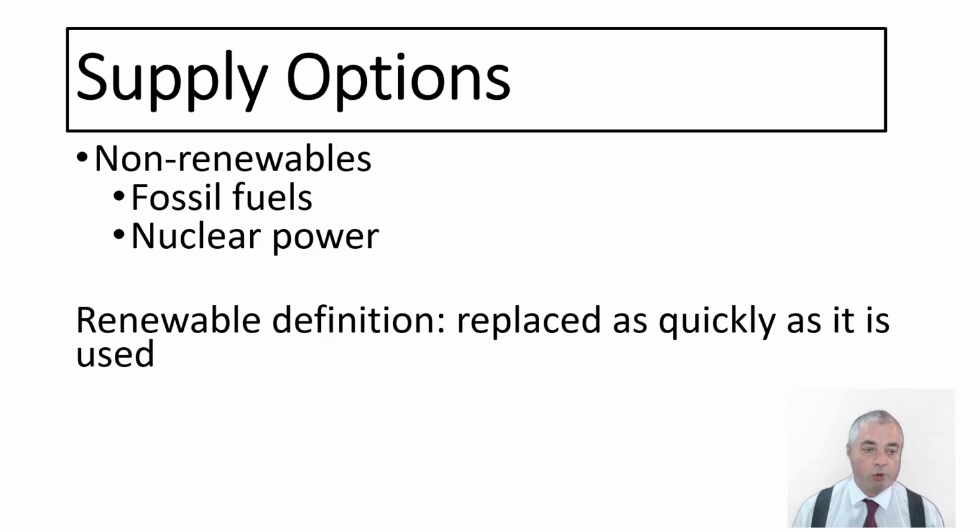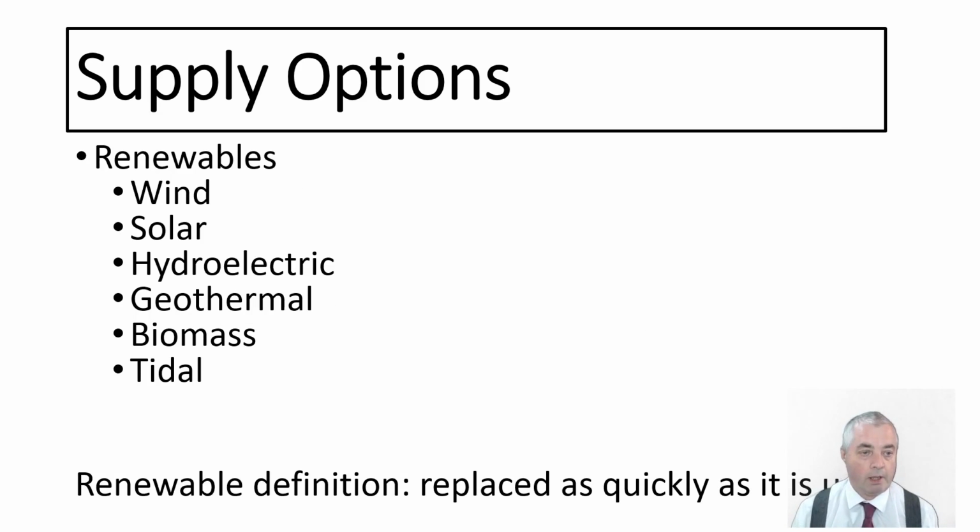There's quite a few renewable options. So you've got the main ones there. You've got wind energy, you've got solar, hydroelectric, geothermal, biomass and tidal. And what we're going to do in this video is look at each of these different resources, and we are going to see how they work, how they generate electricity, and we're also going to look at some of the advantages and disadvantages of each type.